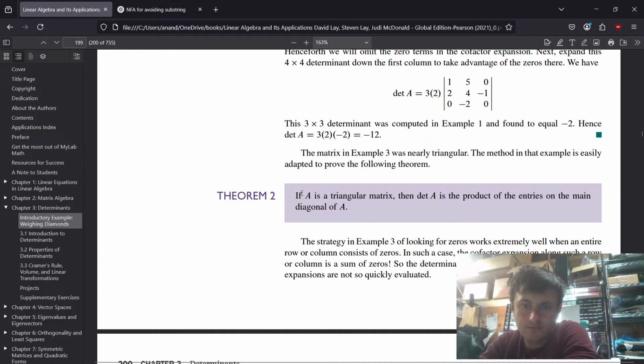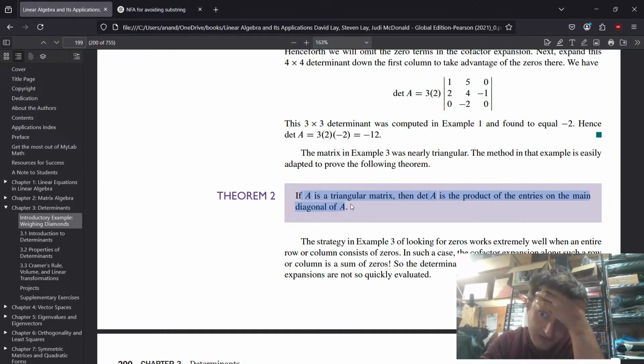Oh, wow. If A is a triangular matrix, then the determinant of A is the product of the entries on the main diagonal.